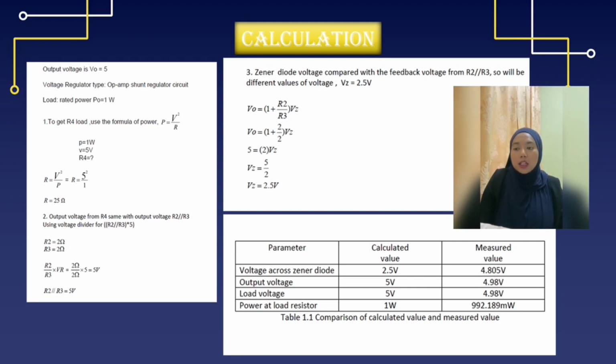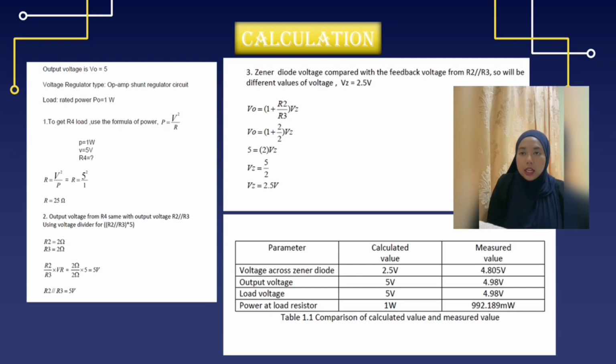Next, I will calculate the output voltage from R4, the same as the output voltage across R2 parallel with R3, by using the voltage divider formula. The voltage divider formula is R2 over R3 multiplied by VR. In this calculation, R2 is 2 ohm and R3 is also 2 ohm, so the calculation is 2 ohm over 2 ohm multiplied by 5, because 5 is VR, and then the answer will be 5 volt.